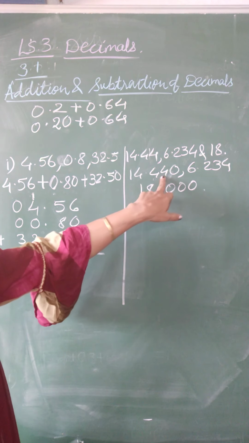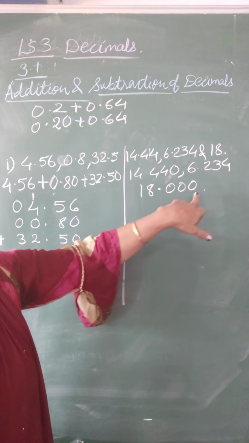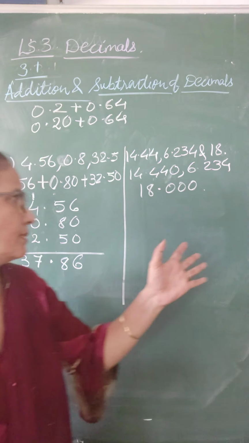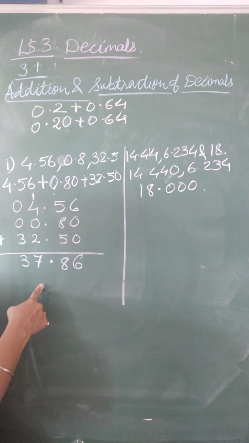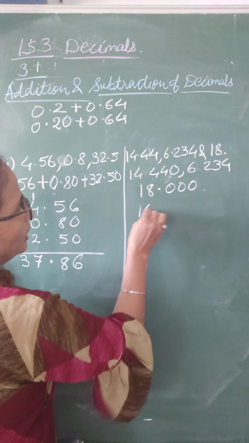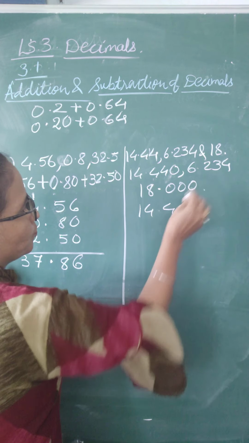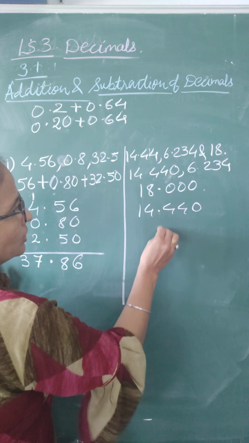Now you can see these are all like decimals, so there is no question of any mistake in the answer. Now arrange in the same way as we have done in the first sum. So 14.440. Again the points are also one below the other.